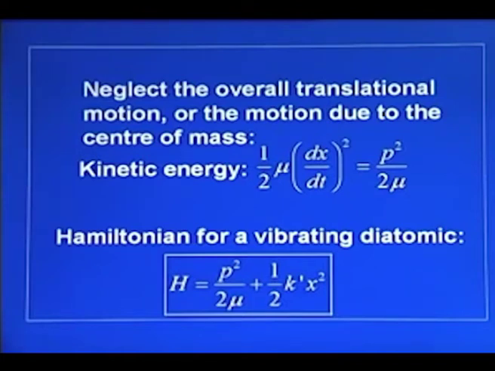The answer is that when you neglect the overall translational motion, or the motion due to what is called the center of mass, the kinetic energy is no longer a sum of two terms, but it is given by a reduced mass mu and the velocity dx. Let us write that down.